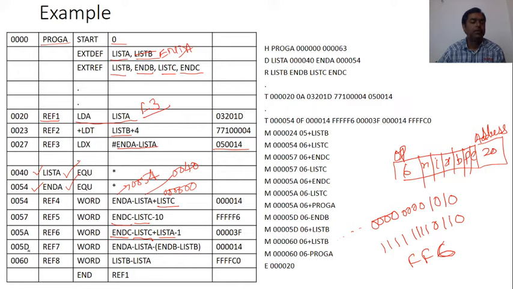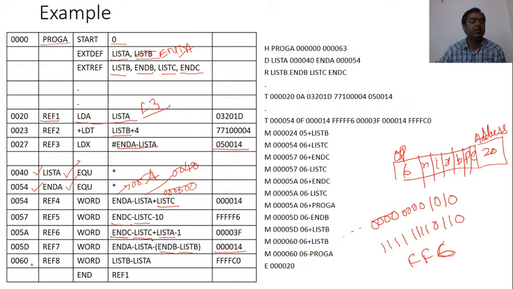The next instruction is at address 005D, reference 7, word end A minus list A minus in bracket end B minus list B. I know the value of end A, that is 0054. 0054 minus 0040, it becomes 0014 and I don't know the value of end B and list B. So we will take the value of end B and list B as 0. 0 minus 0, that becomes 0. 0014 minus 0, that becomes 0014. Just put in one word, that becomes the object code corresponding this instruction.